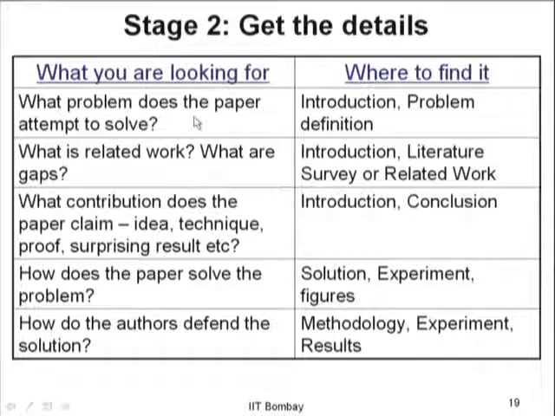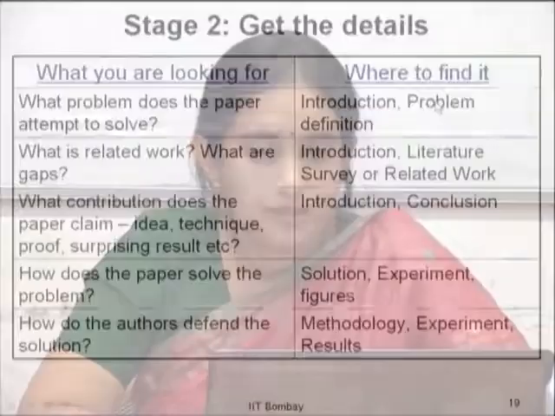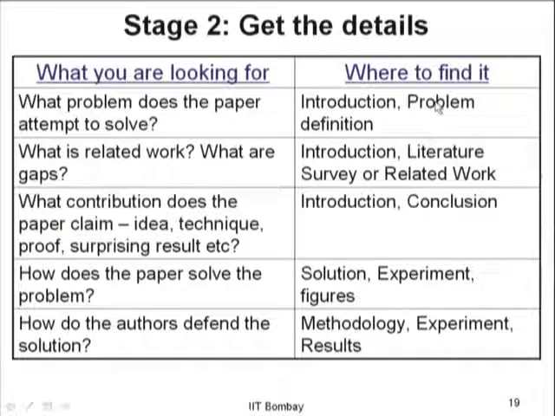What problem does the paper try to solve? What is related work? What is the contribution? How does the paper solve the problem, and how do the authors defend the solution? These questions should be very familiar to you by now, because you answered the same questions just to get the big picture. But the difference is in the column on where to find this information. At this stage of reading the paper, you will have to look at sections beyond the introduction.